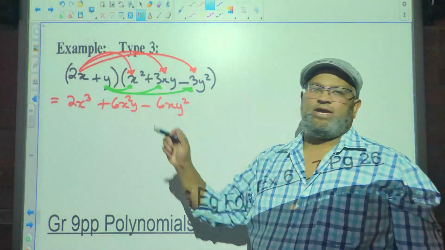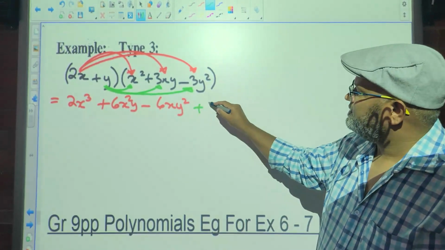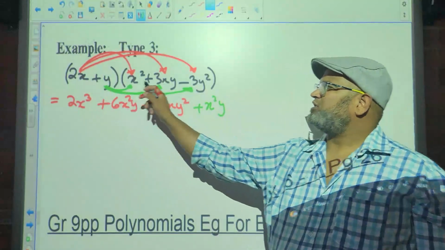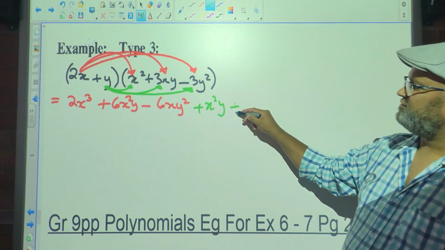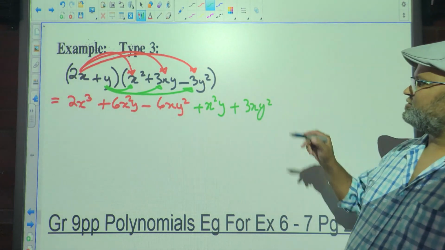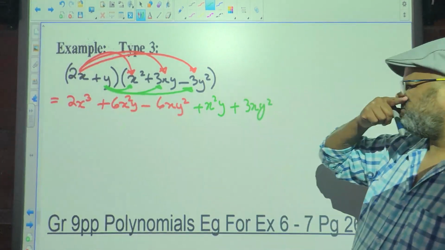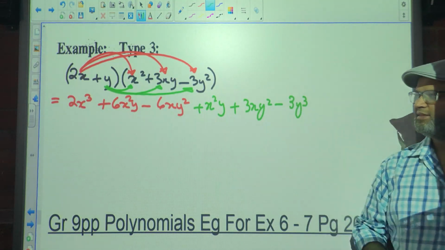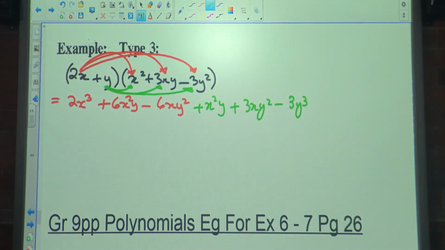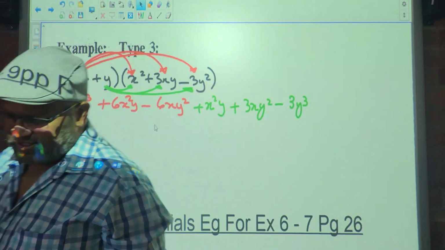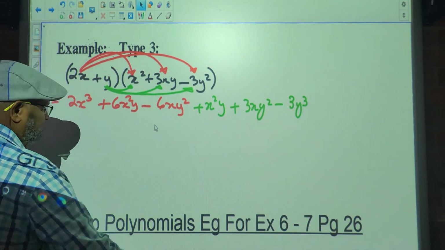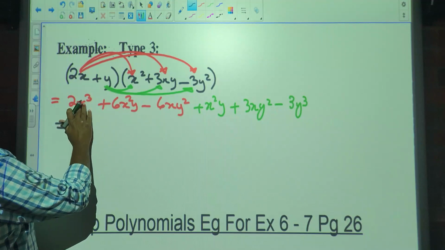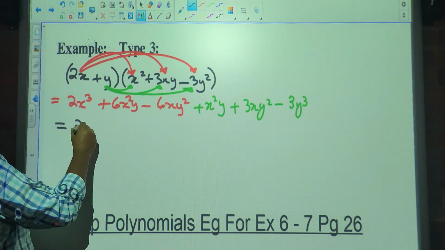Now you multiply that y with x squared, with 3xy, as well as negative 3y squared. So what is y multiplied by x squared? Positive x squared y. What is y multiplied by 3xy? Positive 3xy squared. What is y multiplied by negative 3y squared? Negative 3y cubed. Okay. You all understand? Is there any confusion? No. So what do we do now? Look at like terms. We add like terms. So 2x cubed, is there any like term to 2x cubed? No. So it remains 2x cubed.